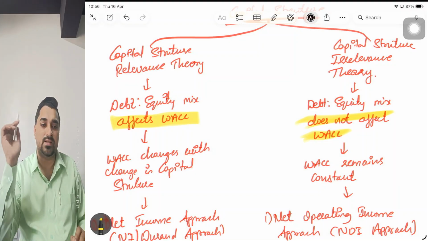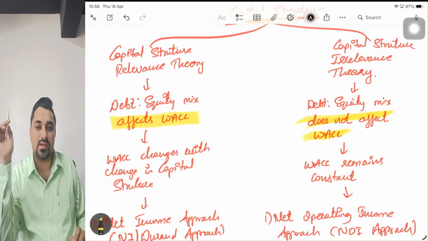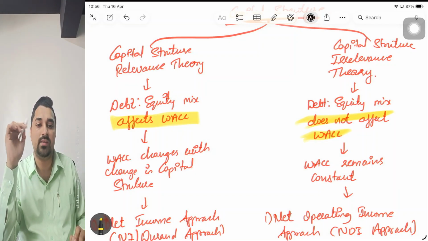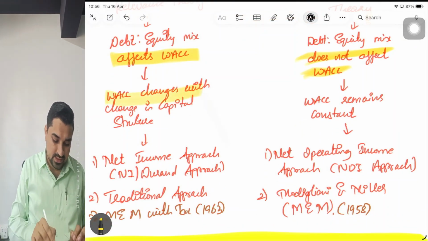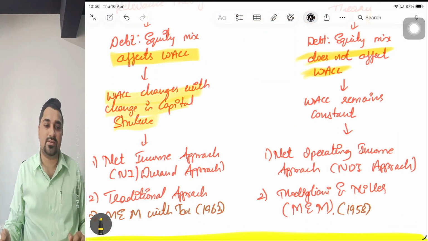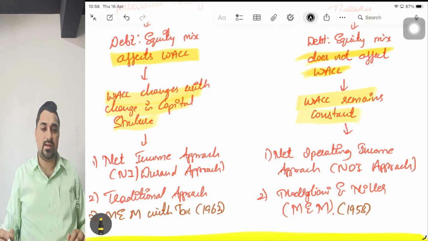So what do you mean by capital structure relevance theory? WACC is dependent on my debt equity mix. What do you mean by capital structure irrelevance theory? My WACC is not dependent on my debt equity mix. Correct? So WACC changes with every change in capital structure in case of relevance theory, and in case of capital structure irrelevance theory, WACC will remain constant.